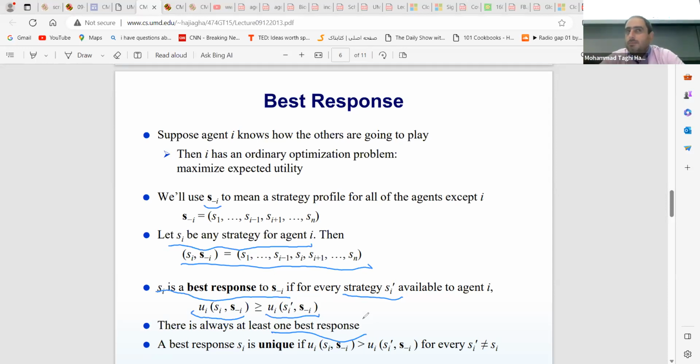Not everything in the world is deterministic. Indeed, lots of things are randomized. Now, a best response Si is unique if the expected utility of I under Si, while the others are playing S minus I, is greater than any other utility if we replace Si with S prime I. So if he or she changes a strategy, then still that would be the max.